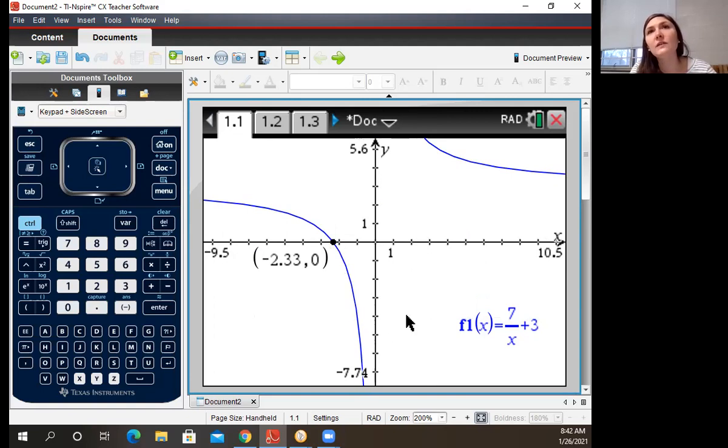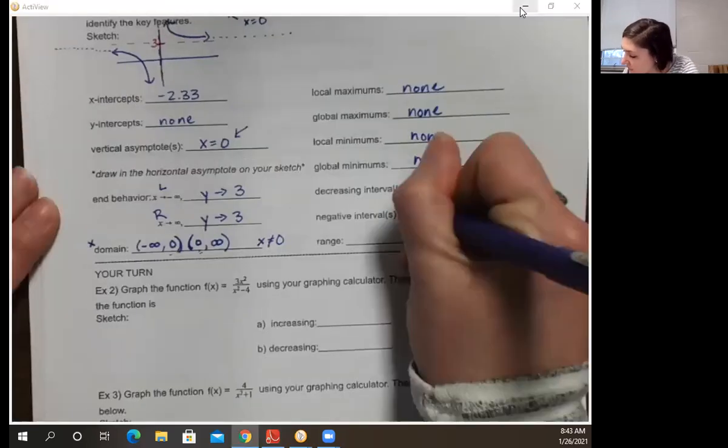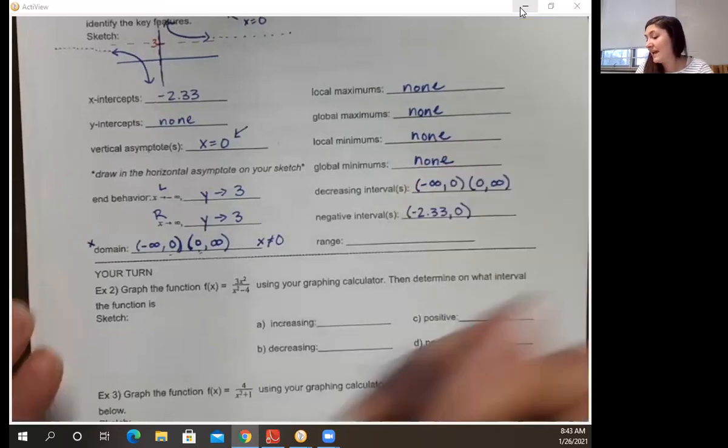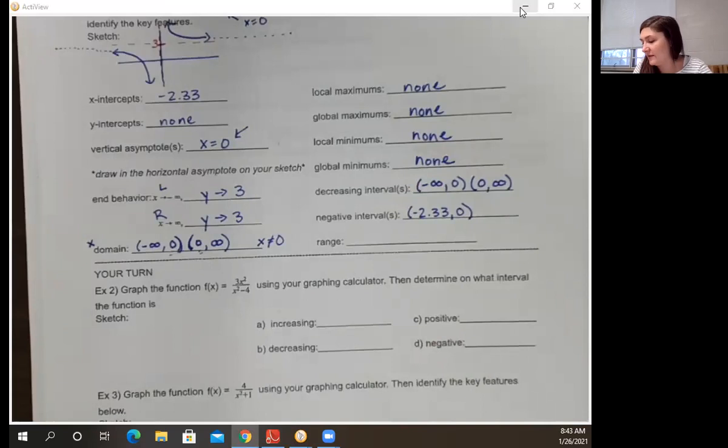And then this continues until we hit our x value of 0. Remember, 0 is that asymptote, so I can't actually have an x value of 0, but immediately before 0, we're negative, right? We're below the x-axis. And then immediately after, we're in this chunk up here, so we're above. So our negative interval is going to be from negative 2.33 until 0. Anything else I would describe would be a positive interval.